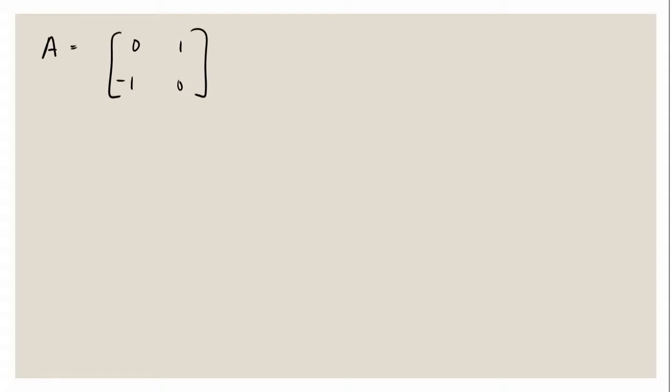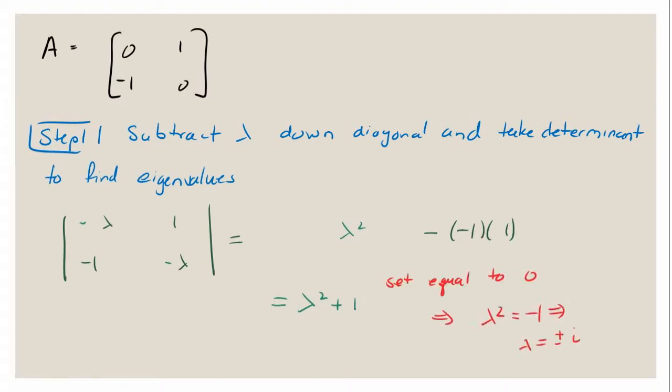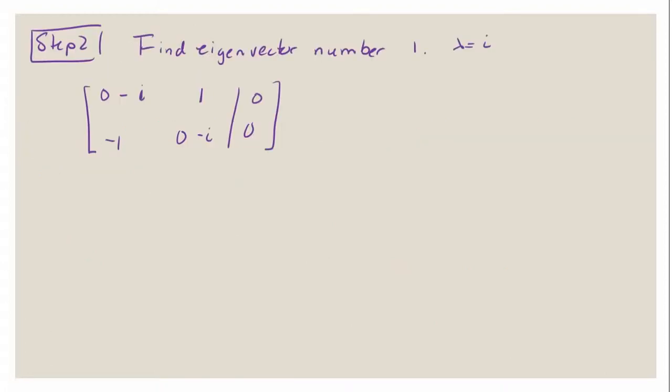So I'm going to start off with a very simple example, and I'm going to walk you through this step by step. So the first step is to subtract lambda down the diagonal and take the determinant to find the eigenvalues. So when we do that, we get a very simple looking polynomial, lambda squared plus 1, and when we set it equal to 0 and solve, we get lambda squared is minus 1, or lambda is plus or minus i. So it's probably the simplest complex eigenvalue you can think of. The hard part of all this is finding the eigenvectors.